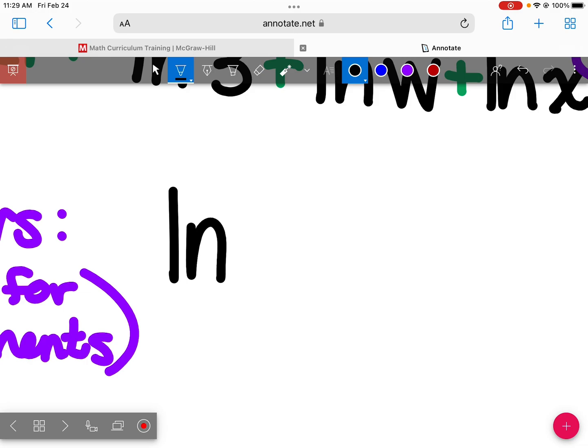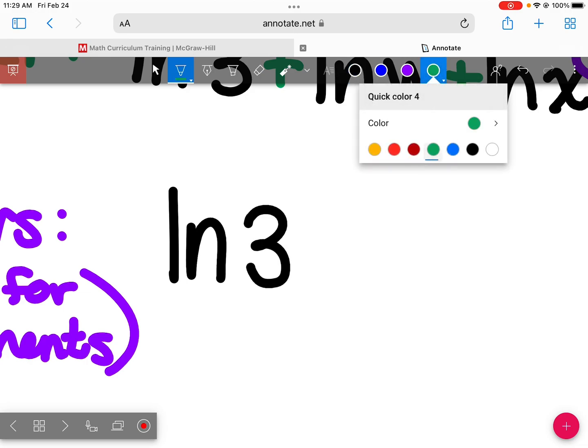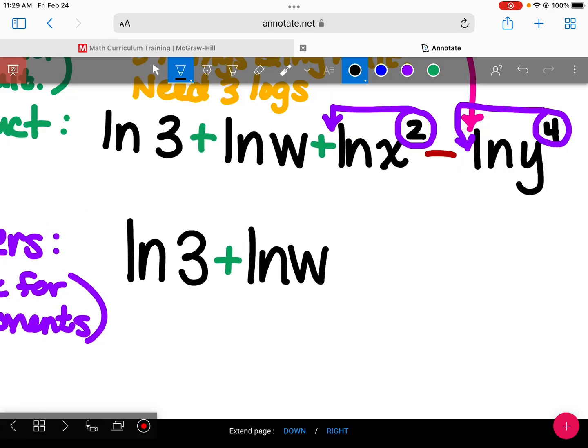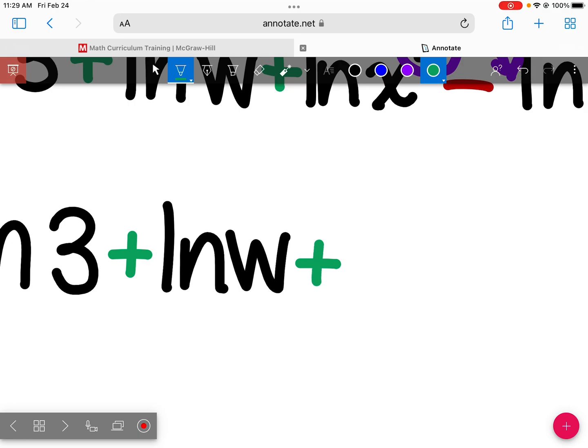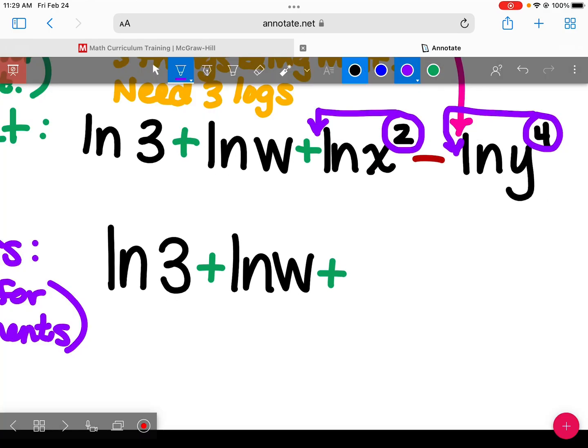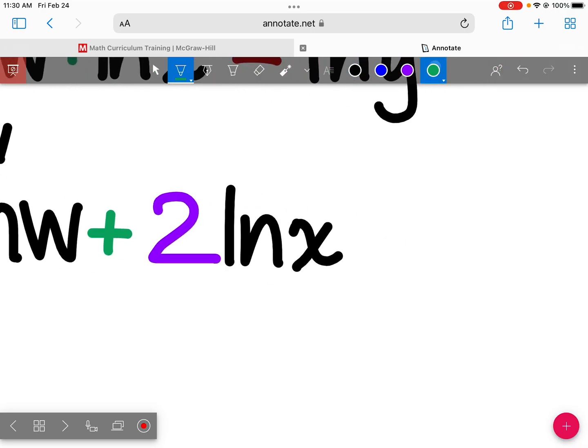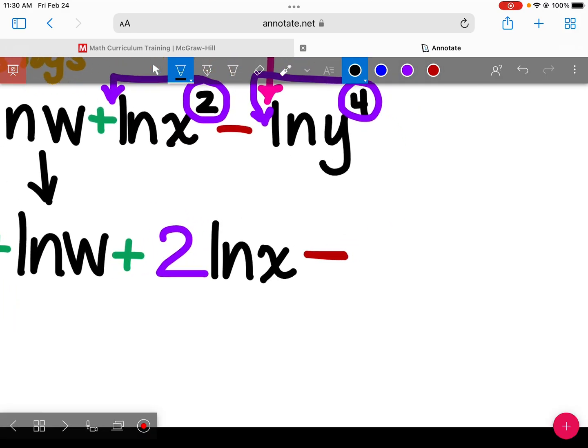So I have natural log of 3 plus natural log of w plus, what comes after this one? Nope. Remember, we're doing our powers property. Where does that 2 go? So it's 2 ln of x. And then I bring down the subtraction. What do I see right after the subtraction sign? 4 ln of y.